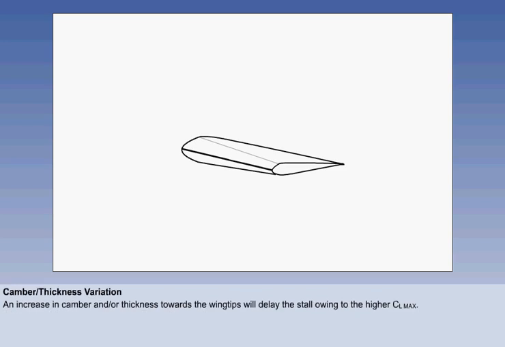Another method is to vary the aerofoil section across the span, so that the sections near the tip have greater thickness, greater camber, or both. The higher CL max of such sections delays the stall at the tips.